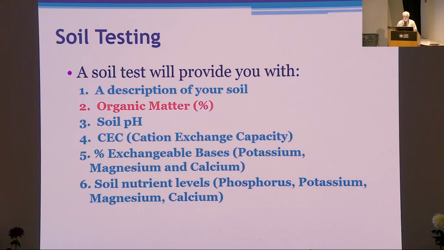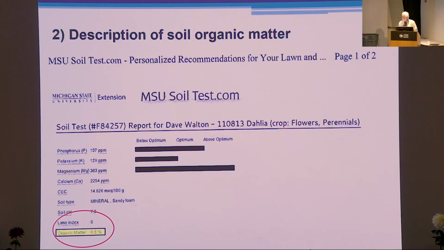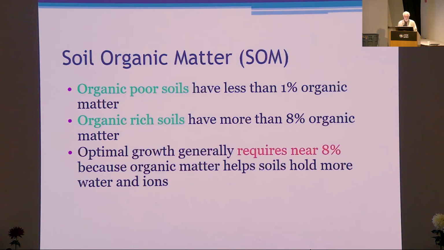How about organic matter? This is the other measure that we're going to get out of your soil test. So here you can see on the bottom, it gives you a percent organic matter in your soil. And this one says 6.5%. Organic poor soils, where the soil organic matter is very low, it's usually going to be less than 1%. And anything over 8% is generally considered very good. And as you'll see, most of us fall into that category.